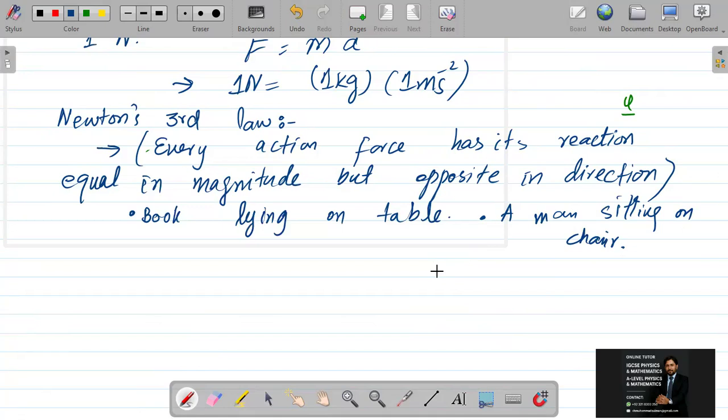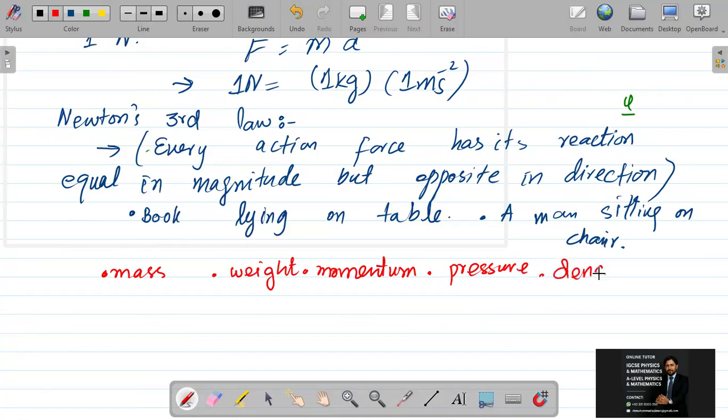Tomorrow we will move towards mass, weight, and density, and also pressure. And we will talk about momentum also. So in the next lecture, we will talk about mass, weight, momentum, law of conservation of momentum, elastic and inelastic collision, and pressure and density.